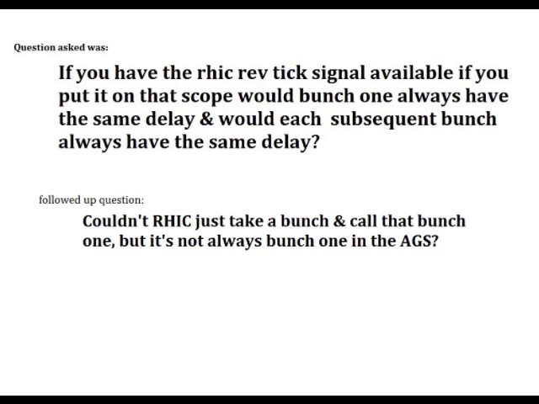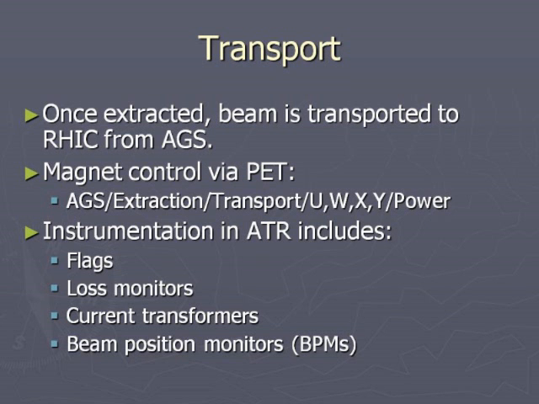Any other AGS questions? AGS proper. Right. Once you're through the H10 septum, now it's just a matter of transporting beam down the ATR to RHIC injection. The controls for all of those magnets are all in one place, the AGS extraction transport, where you select your line and power. And we have a whole slew of instrumentation in the ATR, flags, loss monitors, current transformers, and BPMs that we can use to measure and improve transport down the line, and to verify that the optics and the steering are correct.